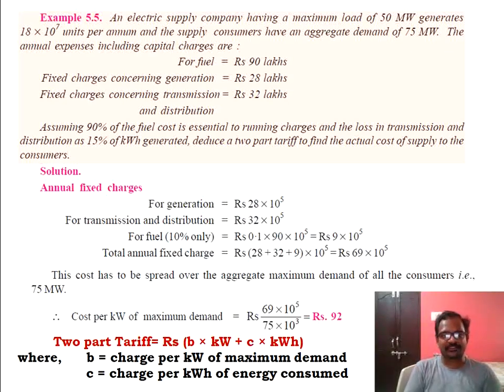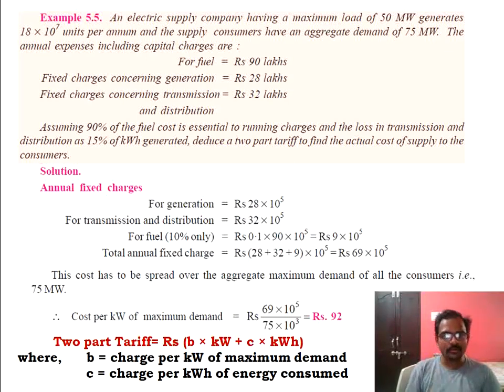So let's calculate B first, that is the annual fixed charges. For generation it will be 28 lakhs, that is 28 into 10 to the power of 5 rupees. For transmission and distribution it is 32 lakhs, that is 32 into 10 to the power of 5 rupees. And for fuel, only 90% will be contributed towards the running charge, and only 10% will be there for the fixed charges, that is 90 into 10 to the power of 5 into 0.1, which is 9 lakhs, 9 into 10 to the power of 5. So the total fixed charges are the cost of generation, transmission and distribution, and fuel: 28 plus 32 plus 9 lakhs, which will be 69 lakhs, 69 into 10 to the power of 5 rupees.